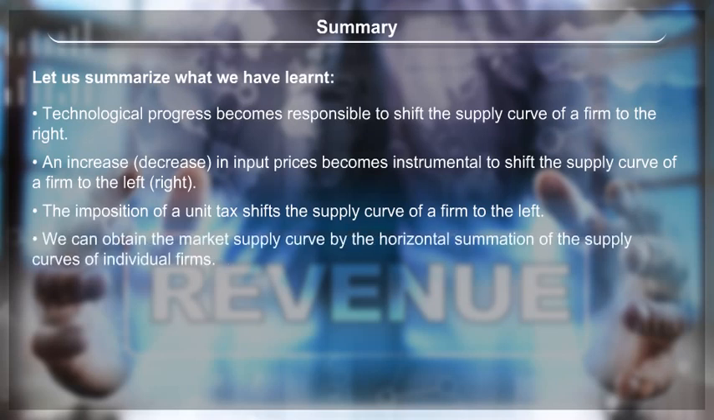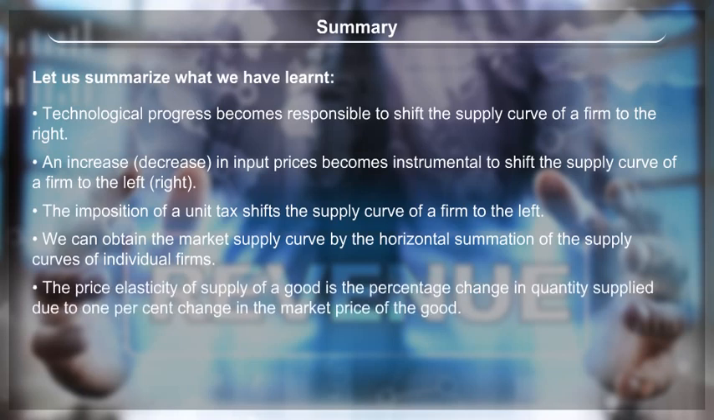We can obtain the market supply curve by the horizontal summation of the supply curves of individual firms. The price elasticity of supply of a good is the percentage change in quantity supplied due to a 1% change in the market price of the good.